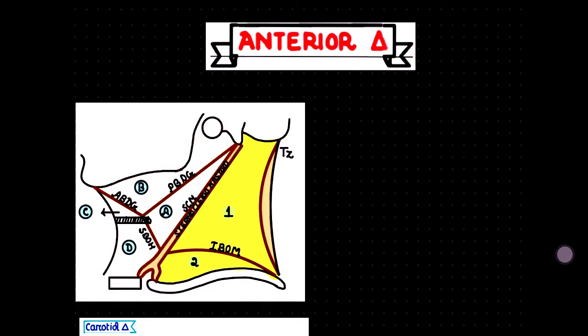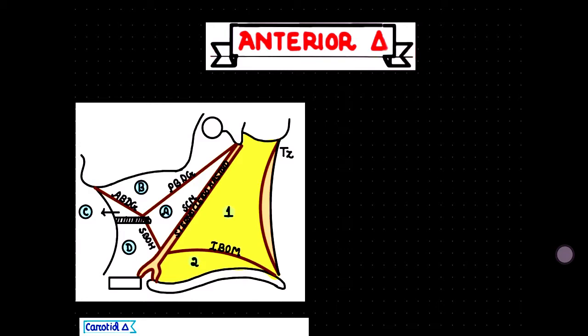Talking about the anterior triangle of neck, let's talk about the boundaries in a nutshell. In front, what do we have? This is the anterior midline of neck. What about behind? Behind we have the anterior border of the sternocleidomastoid muscle. So in front we have the anterior midline of neck, and behind we have the anterior border of the sternocleidomastoid muscle.